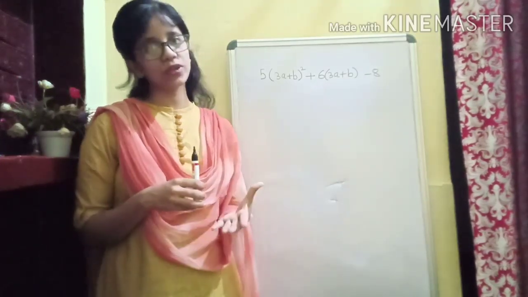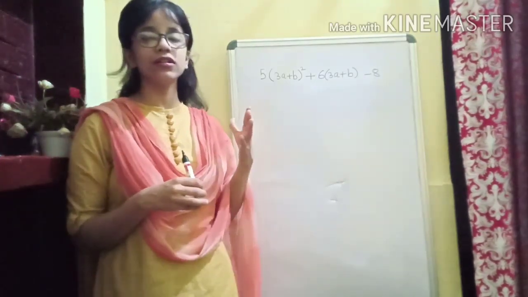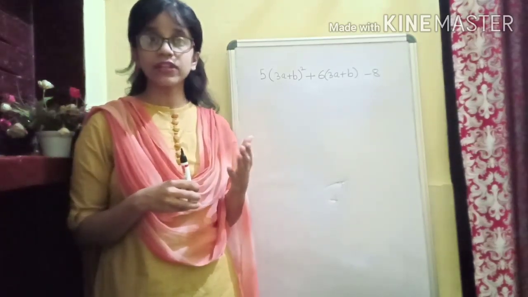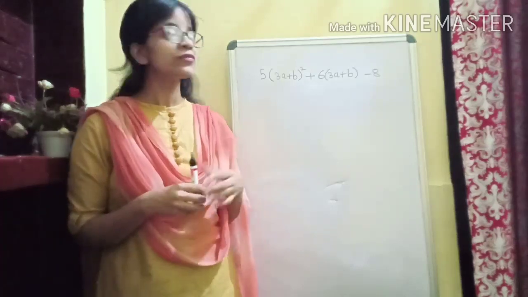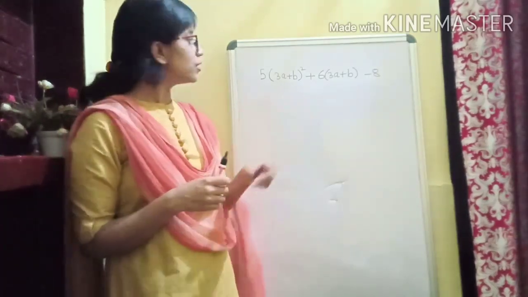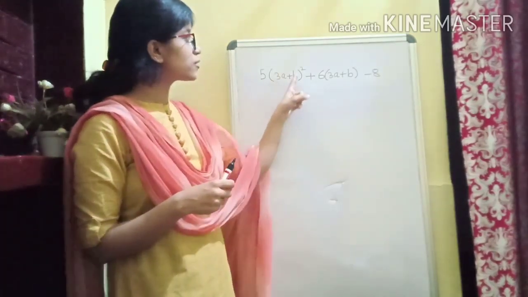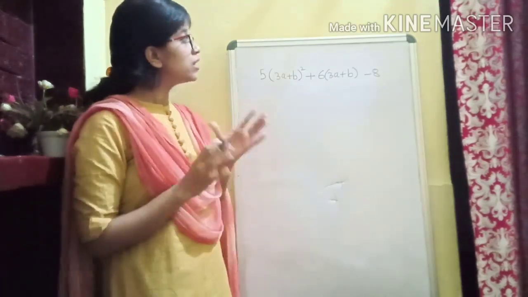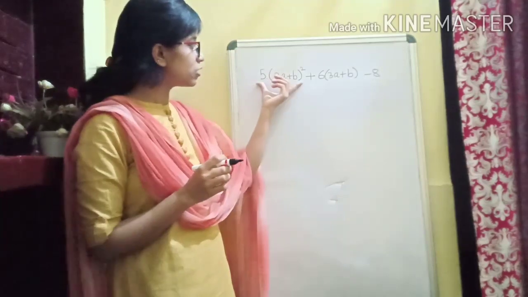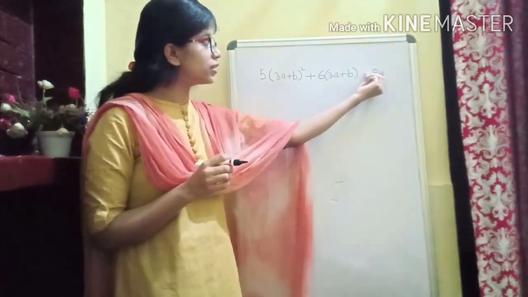Okay, we did some of the questions, but there is one type of question left based on substitution, which I think you all should learn. So here I have taken a question: 5(3a + b)² + 6(3a + b) − 8. Now if you see, this is again a trinomial. This is one term, the second term and the third term.